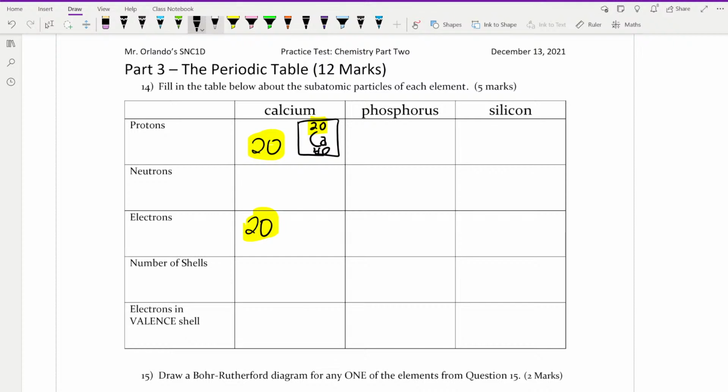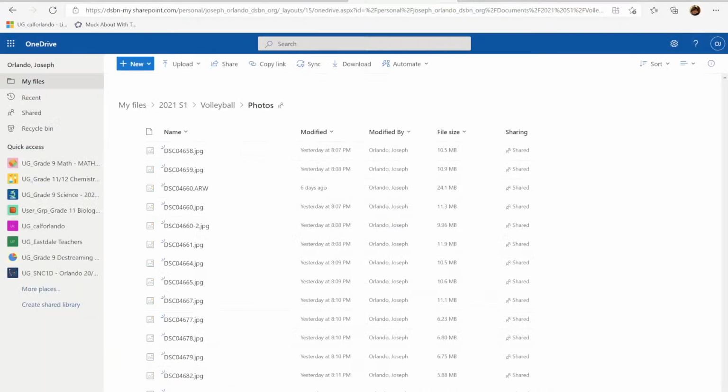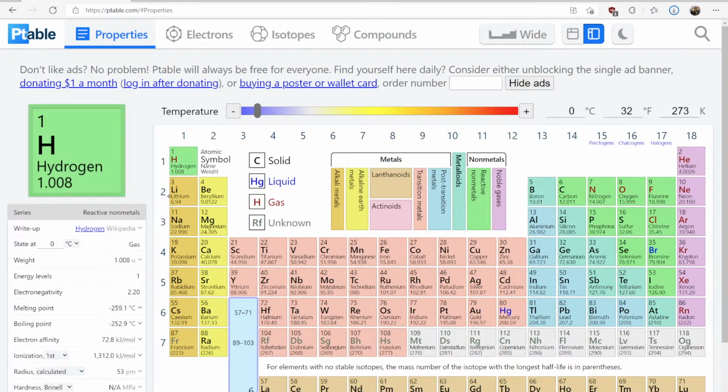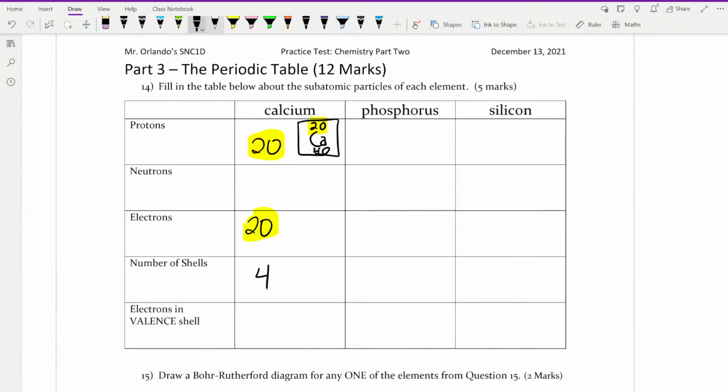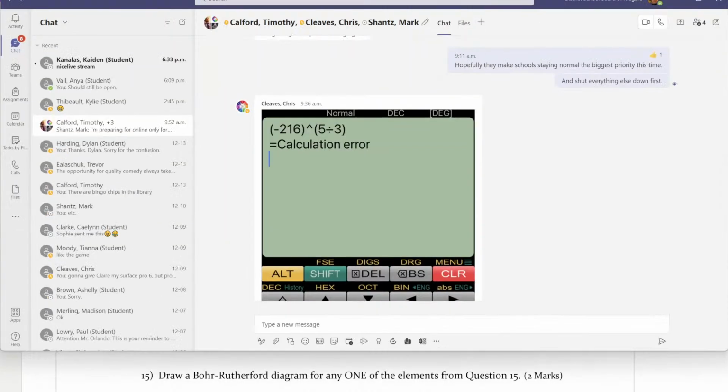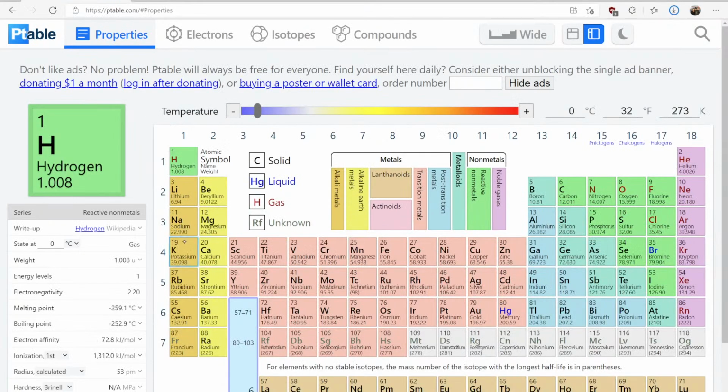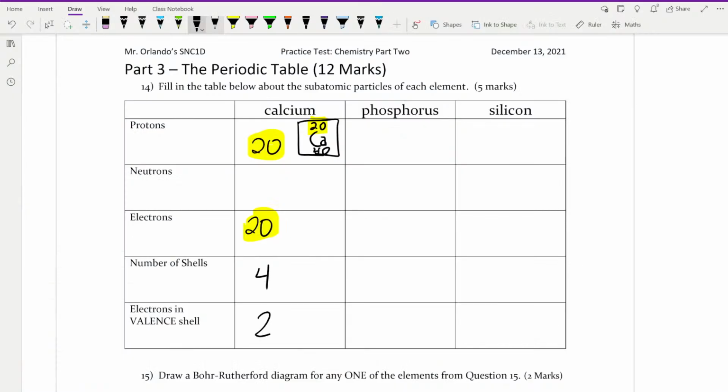Number of shells, well, if we look here, it is in the first, second, third, fourth row. So it's got to have 4 shells. And how many in the outermost shell, in the valence shell? Well, if we count over, it's 1, 2, second over. So it's got to have 2 in the valence shell. And then neutrons we can just subtract. 40 is the mass. 20 of those are protons. That leaves 20 neutrons. Cool.